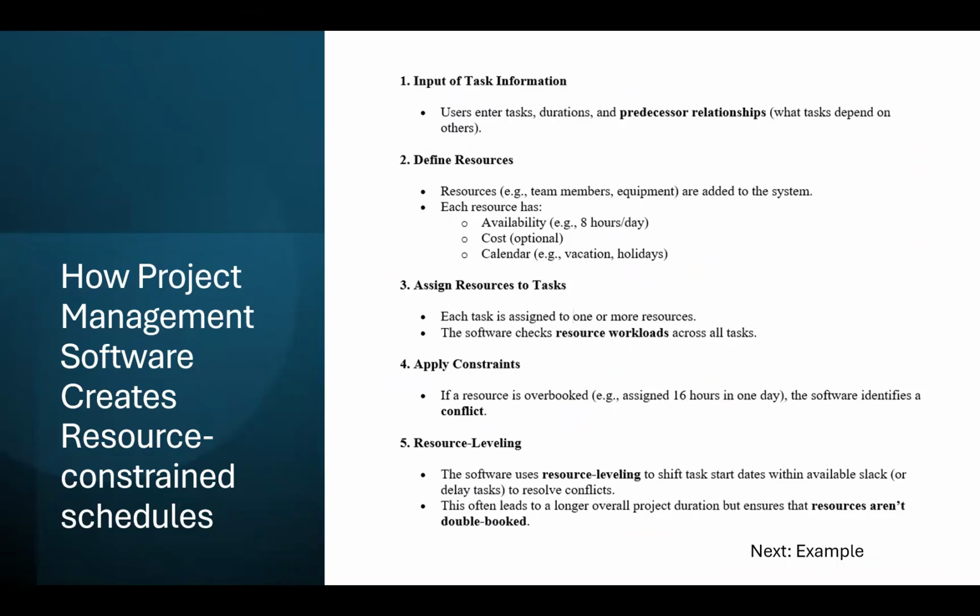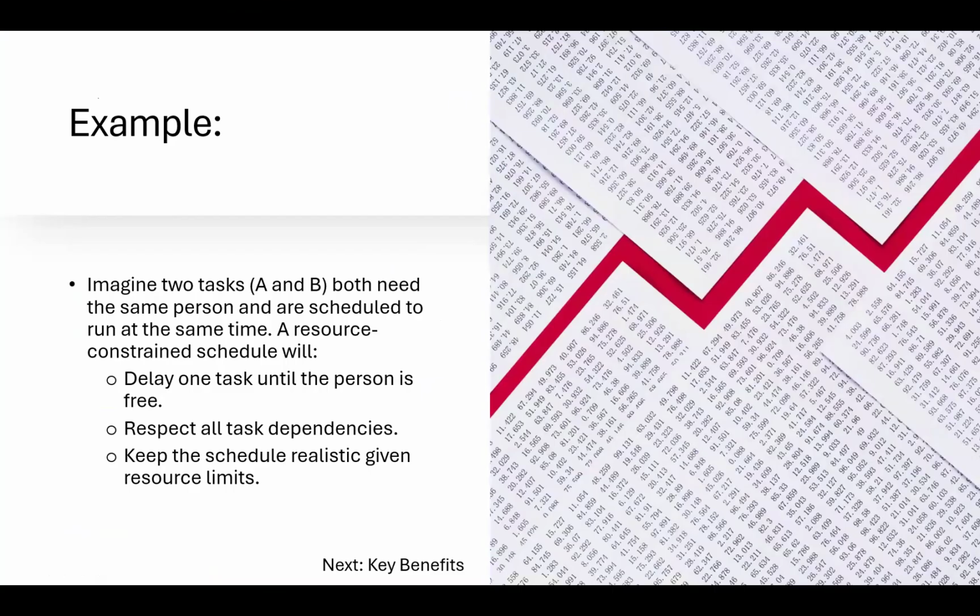Let's look at an example. Imagine two tasks, both need the same person, and are overscheduled to run at the same time. A resource-constrained schedule will delay one task until the person is free, because they can only do one task at a time. Respect all task dependencies. Are there any tasks that are waiting for something else to happen, for another task to be completed? And as you're doing this, be realistic.